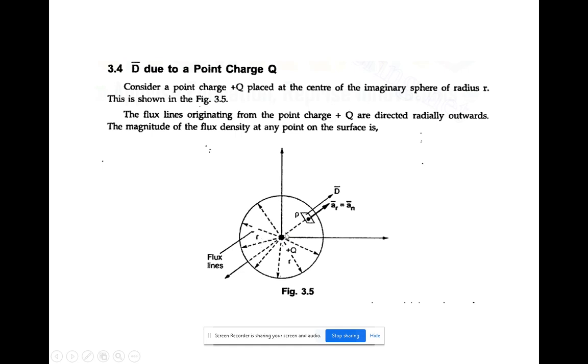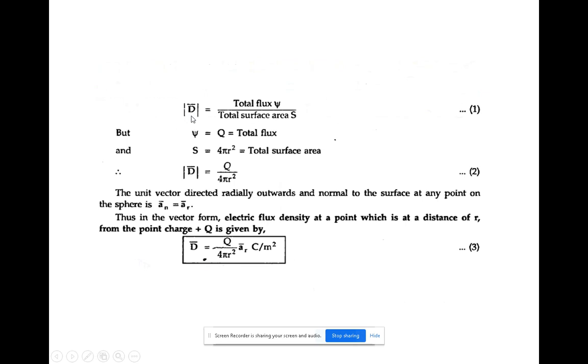The magnitude of flux density at any point on the surface is given as modulus of D vector equal to total flux psi divided by total surface area S. So D is nothing but psi by S. If you want to calculate at any point on the surface area, you have to consider total flux divided by total area. For a particular point, you only need that particular area and flux. But if the point is not specified and you have to calculate at some point in the entire area, you have to consider total flux as well as total surface area.